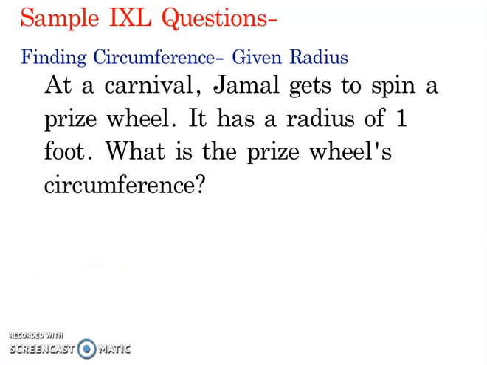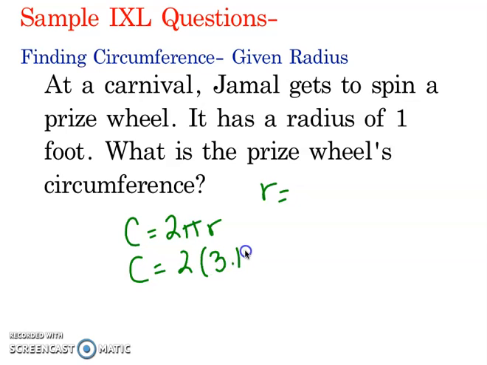The next example is going to be finding the circumference. So at the carnival, Jamal gets to spin a prize wheel. It has a radius of 1 foot. So we want to know the circumference. In this case, we're going to use the formula circumference is 2 pi r. And we're solving for c, right? So we do 2 times 3.14, and we know the radius is 1. So 2 times 3.14 gives me 6.28, and 6.28 times 1 gives me 6.28. So that is the circumference. So that's finding the circumference given the radius.